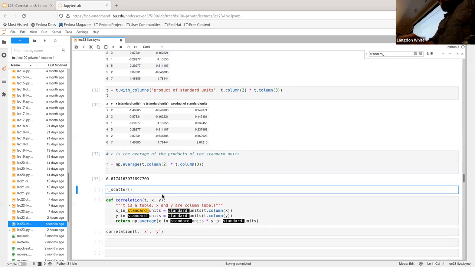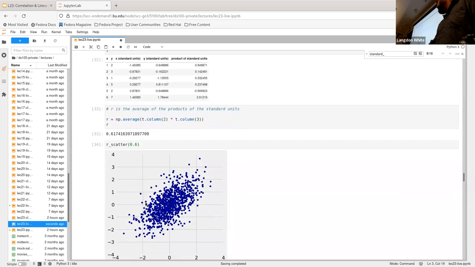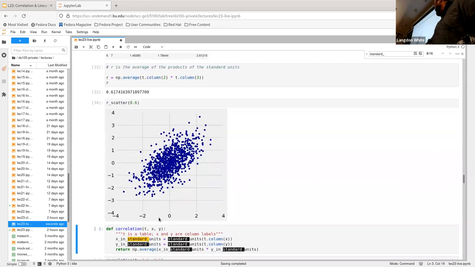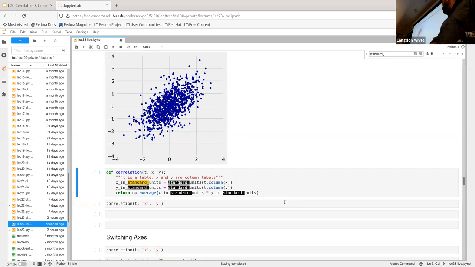But we know that if we do a scatter, it should look something like this, except obviously with a lot less data, because it's a 0.6. So if we take that prior work and shove it into one function, then now we can do a correlation or an R calculation for any values that we put in. So we give it a table and two column labels, and then we can just calculate it without having to do it by hand.